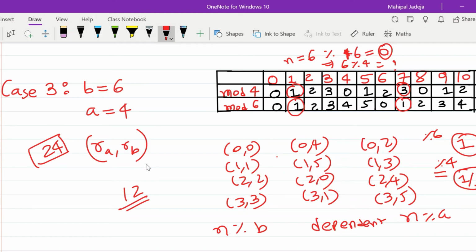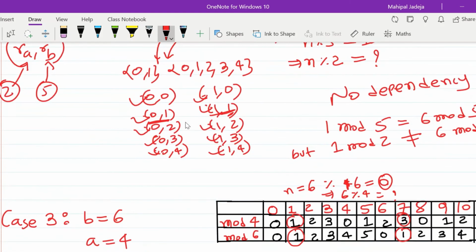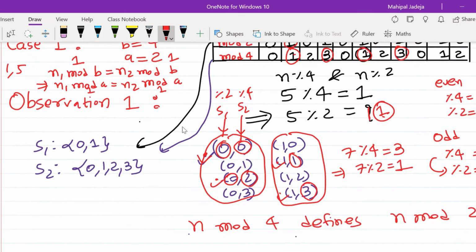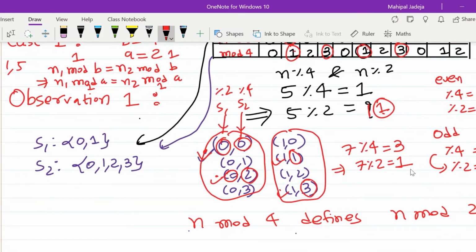I can't answer specifically, just like in case 1. If you consider case 1, there I can answer specifically: if the modulo 4 answer is 3, then I can say the modulo 2 answer will be 1.